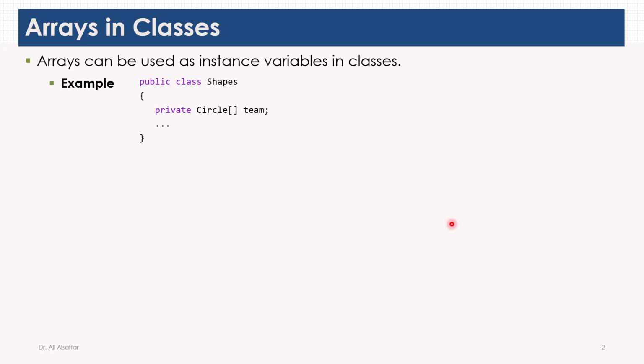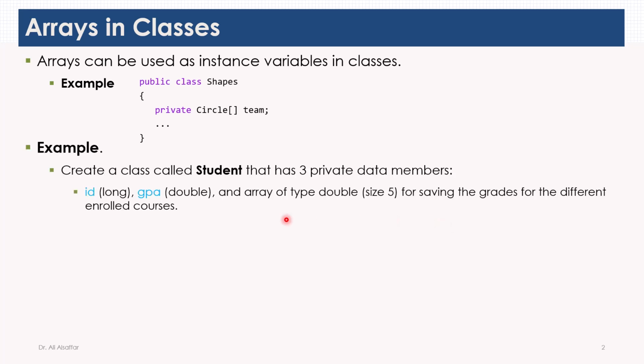Let us take an example showing you how to define arrays inside classes. In this example, first we need to create a class called student that has 3 private data members. The first data member will be ID of type long. The second data member will be GPA of type double. And the third data member will be an array of type double. Its size is 5 for saving the grades for the different enrolled courses of the student. Let us do this part and come back and continue for the other parts.